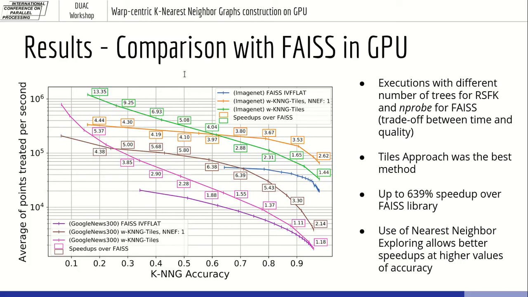The number of trees is used to control the quality of SFK, and a parameter named nprobe to control Faiss. We can see that we can achieve up to 639% speedup over Faiss. Also, it's possible to see that the nearest neighbor exploring allows better speedups at higher values of accuracy.